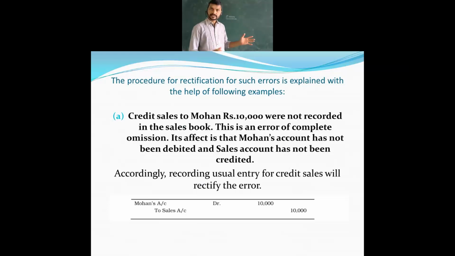But this is the new thing. What exactly you need to know is what kind of error it is. You are also finding out which error it is, and even how the things are being corrected. This is complete omission. Completely you have not recorded the 10,000 amount. Remember the things. When you have made credit sales, obviously to whom you have made it, the person's name will be debited over here. Here Mohan's account is debited and our sales is credited. Okay, so let's move to the next point.